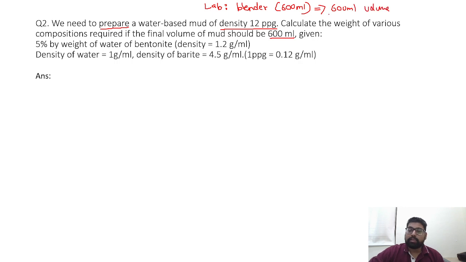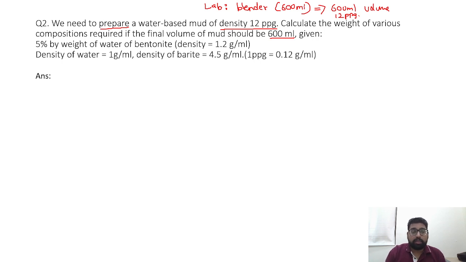And the density that we have is 12 ppg. So this is the condition, and this is how you need to work in your labs also, in actual Halliburton or Schlumberger labs. Now, what other data is given? 5% by weight of water of bentonite. We know how to calculate this, right? Once you get the volume of water, we can come up with some calculation.